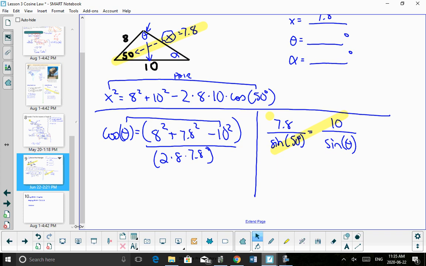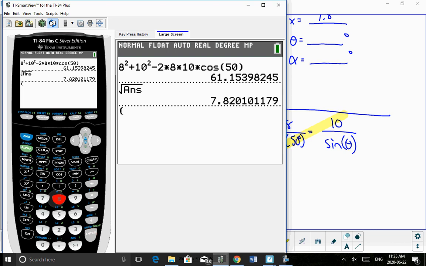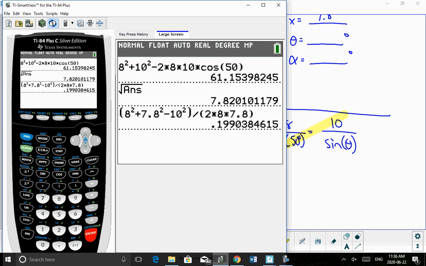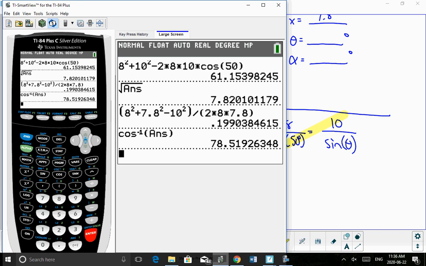So bracket 8 squared plus 7.8 squared minus 10 squared, divide by 2 times 8 times 7.8. Oh, no, I need that bracket there because I'm dividing by more than one number. So I've got to go back and insert it. I always forget the brackets on cosine law. Then I go second cos, because I'm using the cosine rule of that answer. So I end up with 78.5 degrees.